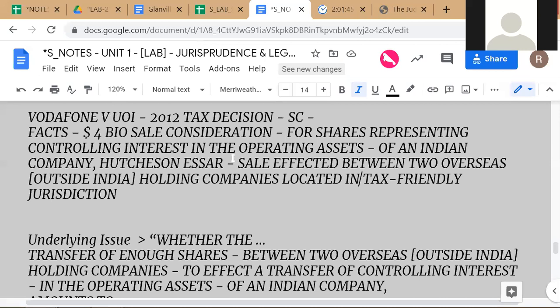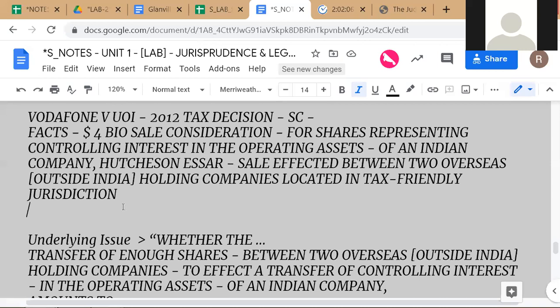So it's just they're selling the shares between the two overseas holding companies, a sale and purchase transaction. And on the face of it, there is no action happening in India, but the controlling interest in the operating assets of the Indian company is changing as a result of this transaction. So the income tax department, these are the facts of the case.